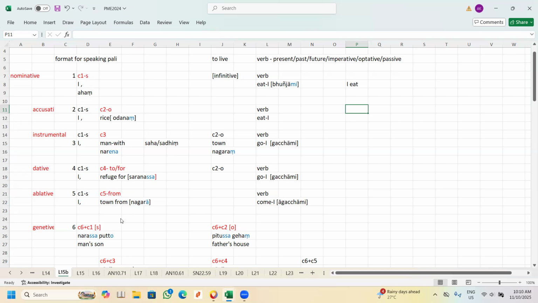The next one, in this particular case, you see here is the ablative, separation. You see Nagara plus the R is ablative. That means down from. That means this is Gachami, I come from down. Can you see the logic? The logic of Pali is always reversed. So you have to mention all these cases followed by this case first.